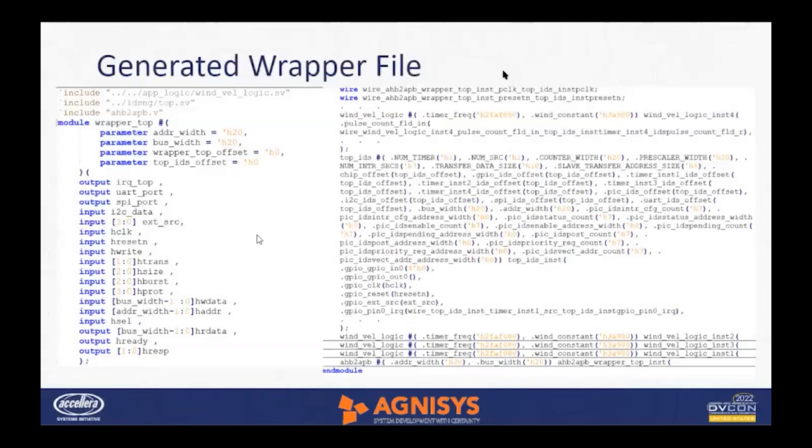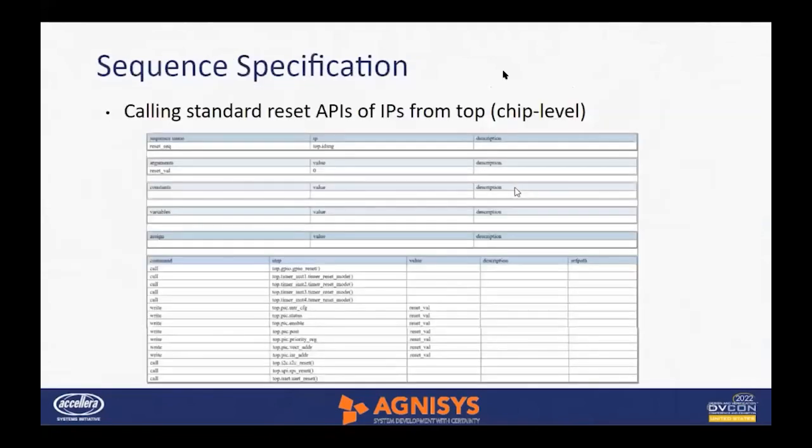So when the file is generated, this is how the generated wrapper file will look like. Apart from the parameters and input output ports, all the IPs are instantiated, and also in case any aggregation or bridges are needed, those will also be automatically inserted and instantiated.